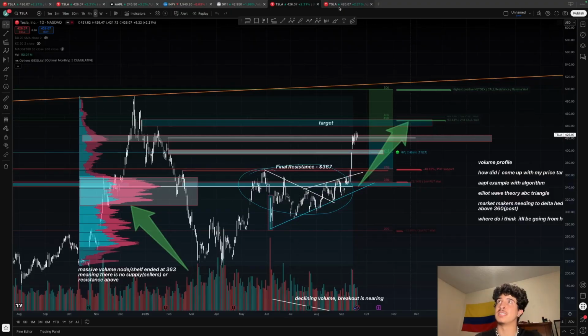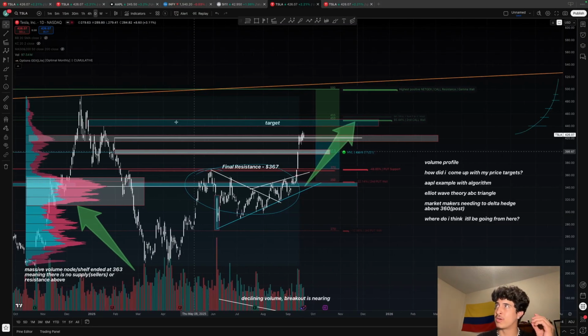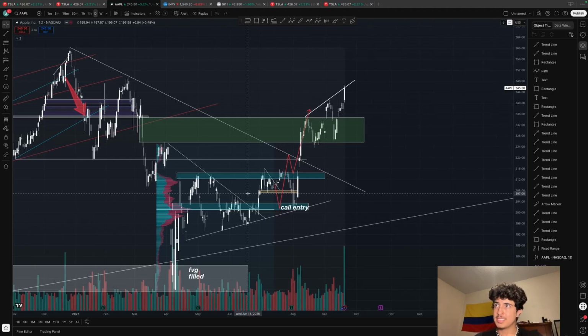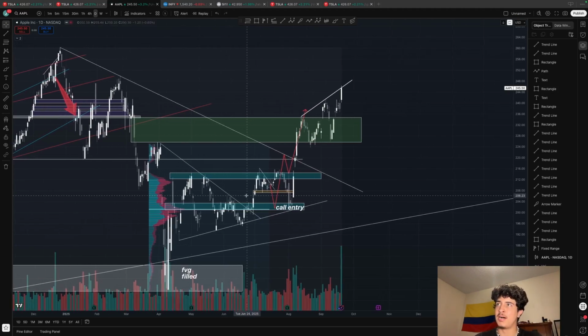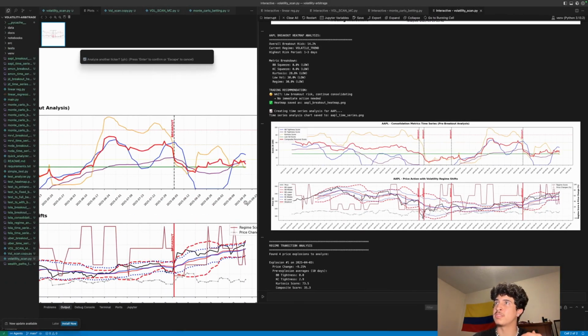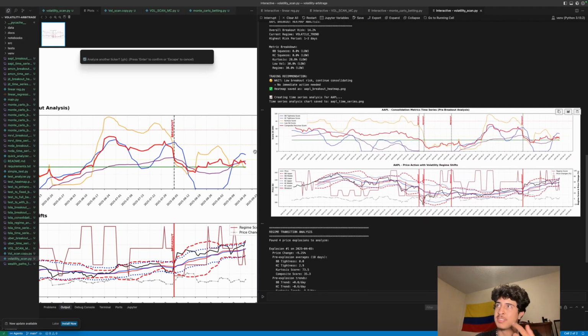I'll talk about that in a little bit, but I want to go to Apple, and I want to show that this was the same strategy. This was before Tesla, and this was also in the algorithm. This is the same thing I did for Tesla.